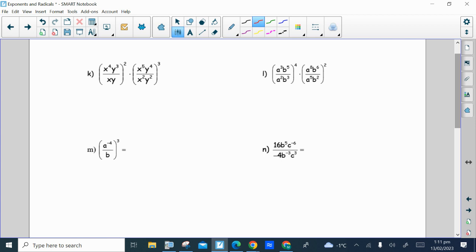Let's do question K, though. I would work inside the rounded brackets first and simplify by dividing. That's what I would do there. Okay? So, first step.